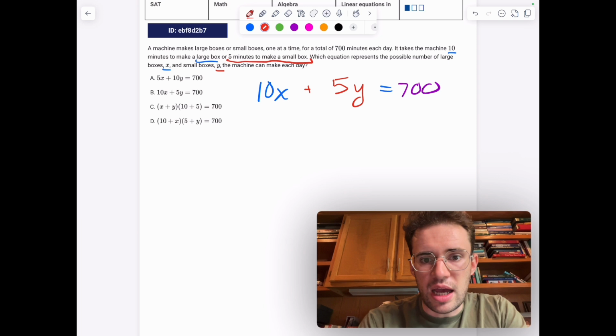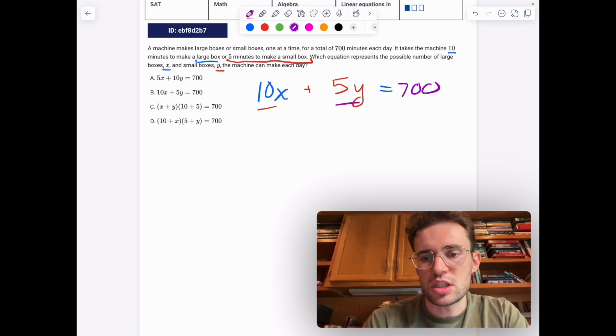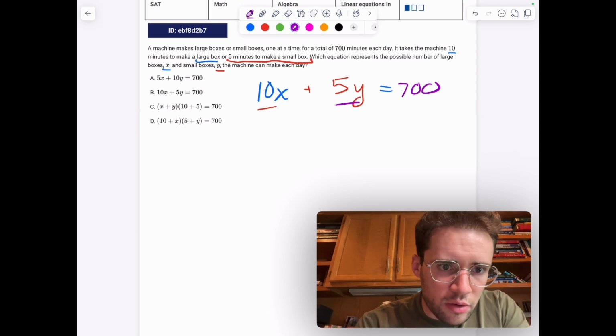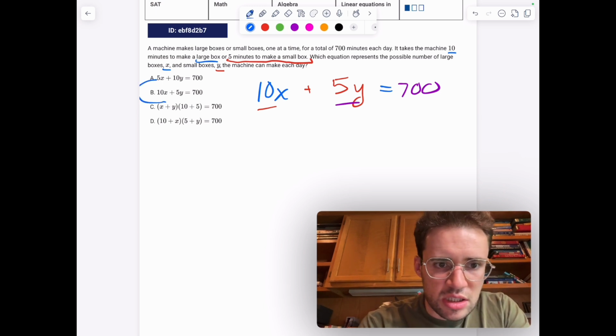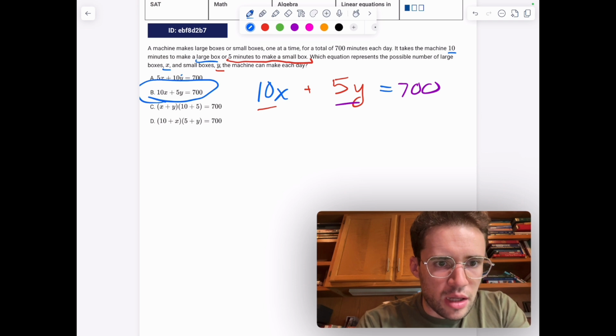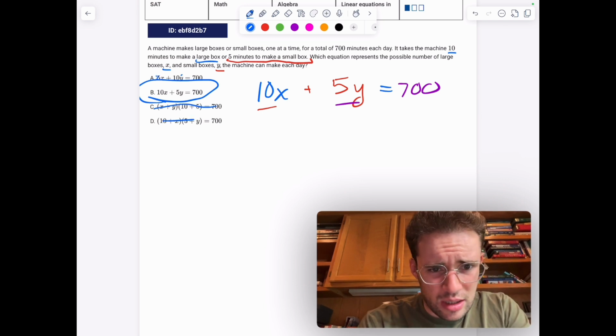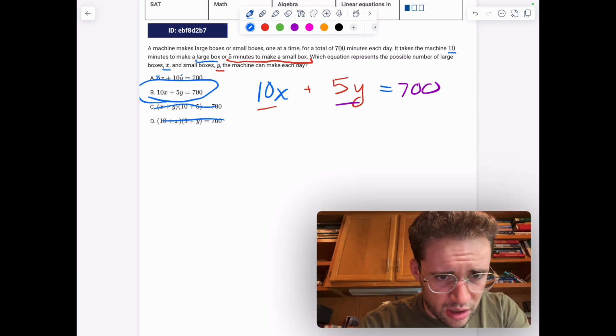So this will be your total time, the time you spent making large boxes and the time you spent making the small boxes. You add those up, it should add up to the total time, which is 700 minutes. We've got over here 10x plus 5y. Okay, B is just exactly what I wrote. A, they matched up the time for the small to the large, and then these ones are just some kind of unnecessary, inaccurate.